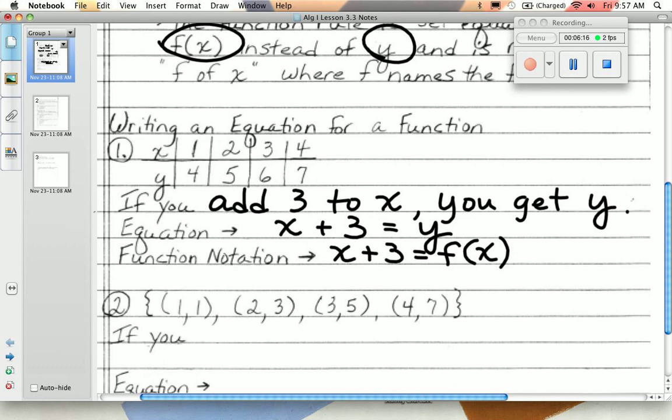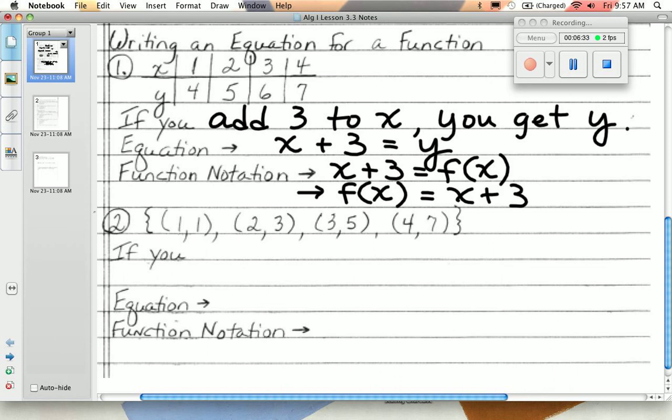Typically we would see it written starting with the dependent variable equal to the function rule. That's how you will see it written. So that reads f of x equals x plus 3. This is a function, and whatever you put in for x on the other side, you'll get your output. You'll get what it's equal to at that time. Any questions on that one? How about number 2? Think you can figure out what's going on in that one?